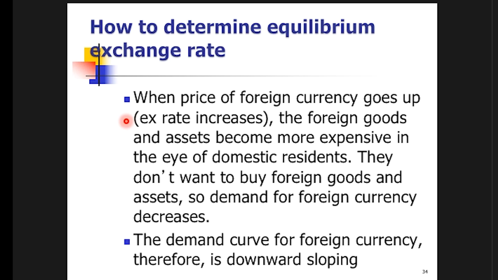If the exchange rate increases, it also means that the price of foreign currency increases, so foreign goods and services become more expensive, and it will reduce the demand for foreign goods by domestic residents. Domestic residents don't want to buy foreign currency anymore, so the demand for foreign currency falls when the exchange rate increases. It means that the demand curve is downward sloping.